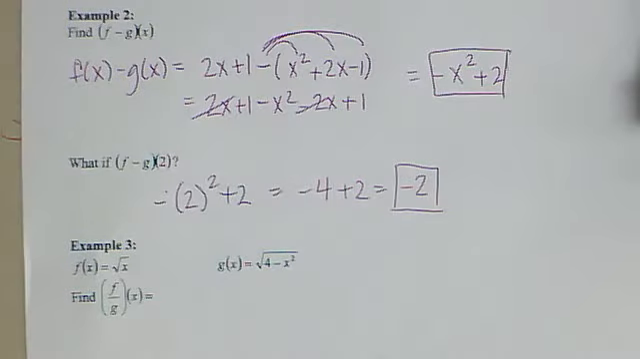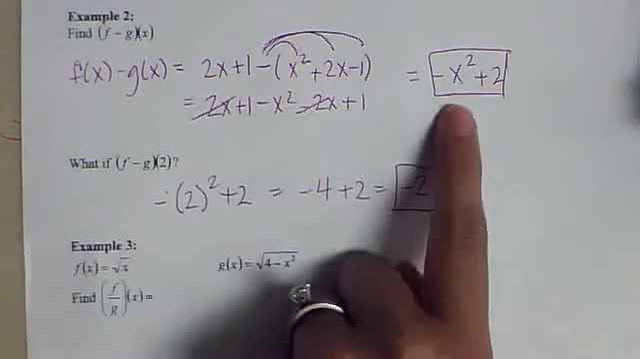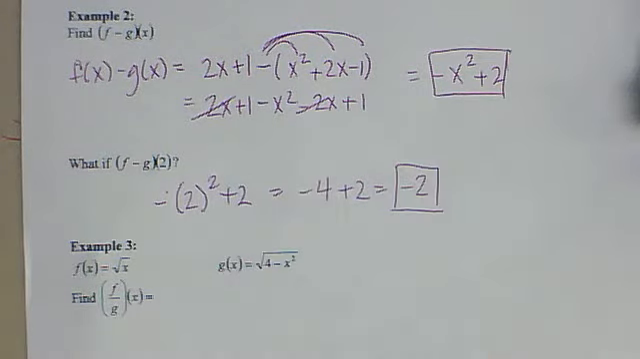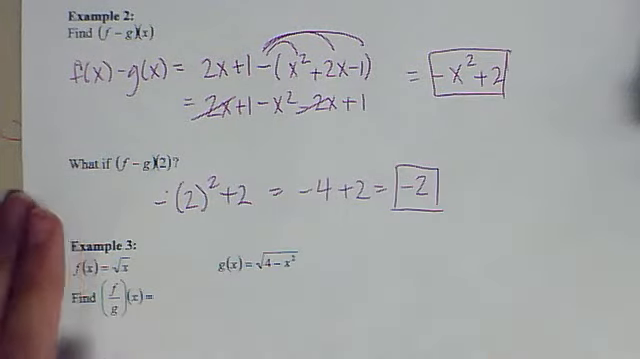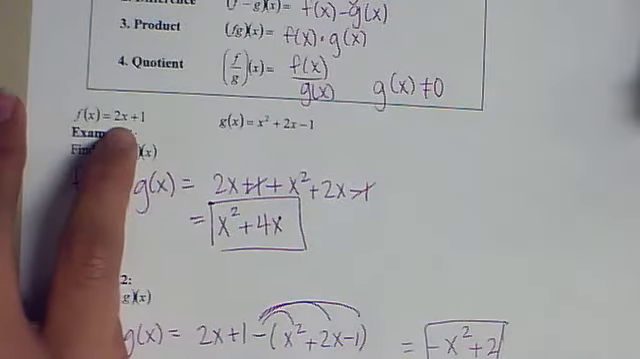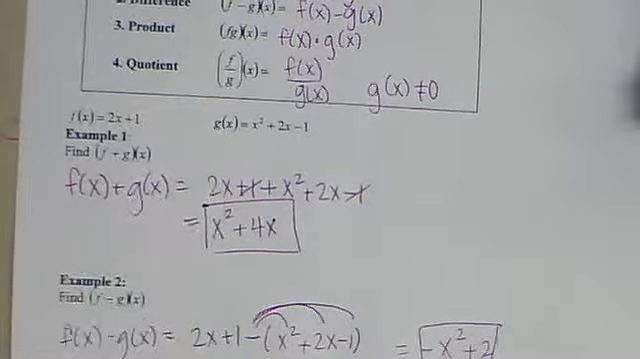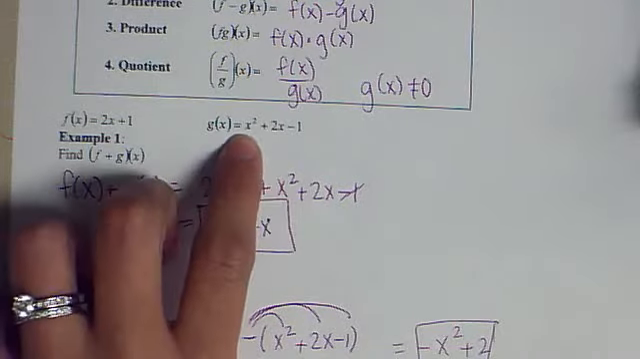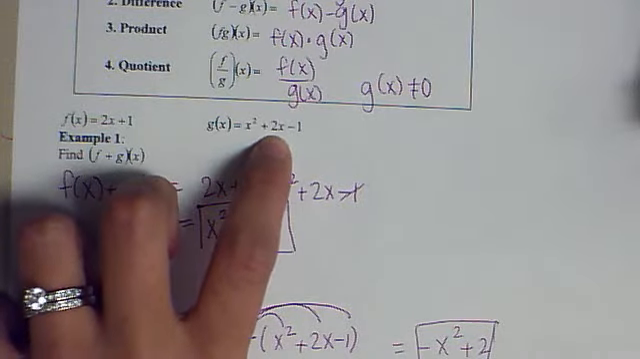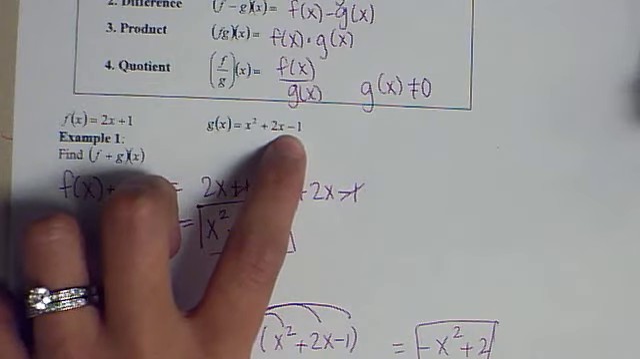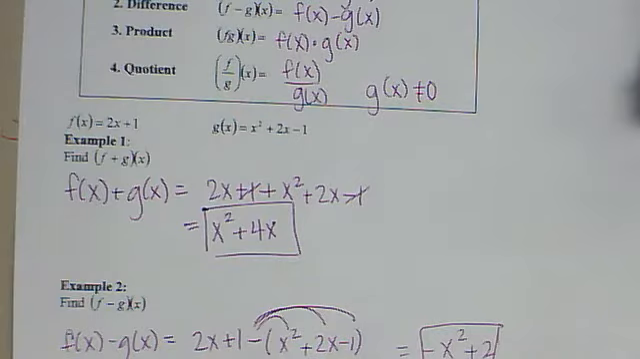Now in your homework, you're going to have some where it's going to go straight to here and you won't have just done that function. If that happens, you are going to plug in 2 to the f function, like up here. 2 times 2 is 4, plus 1 is 5, and then you're going to plug in 2 here. 2 squared is 4, plus 2 times 4 is 8, so 8 plus 4 is 12, minus 1 is 11. 5 minus 11, oh no, something went wrong.